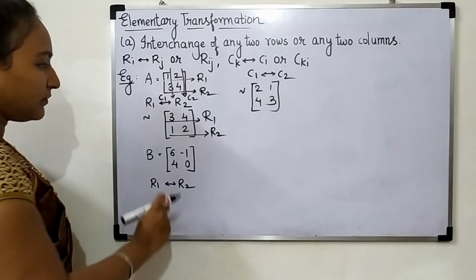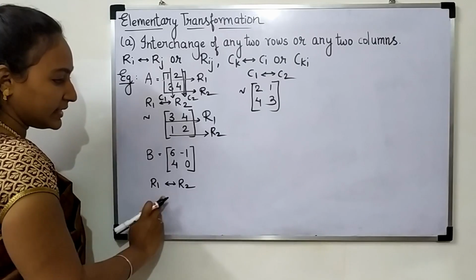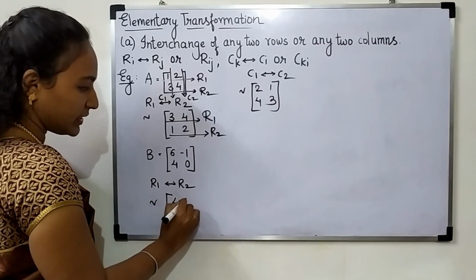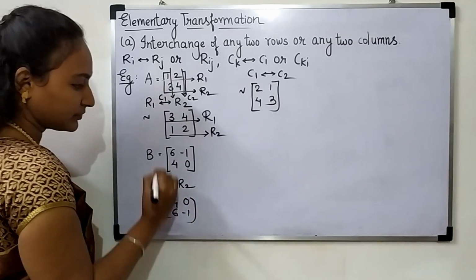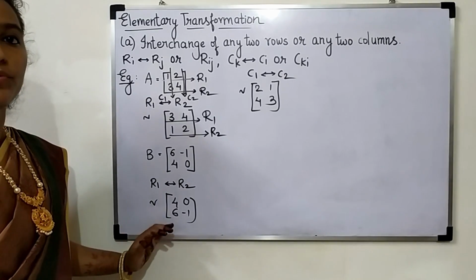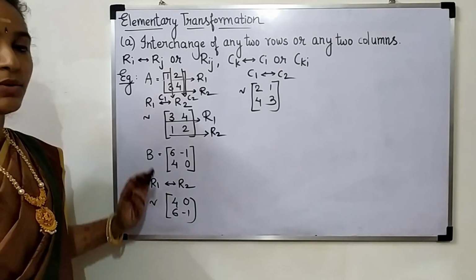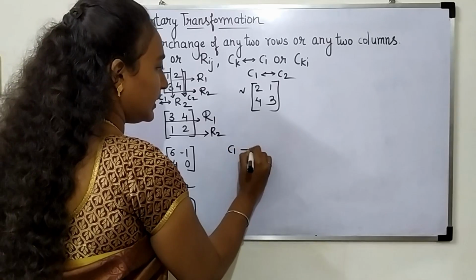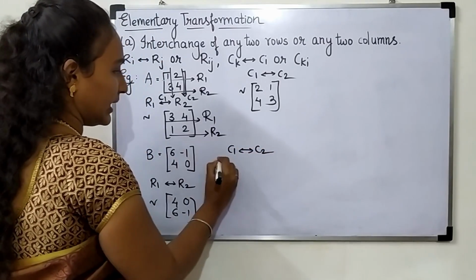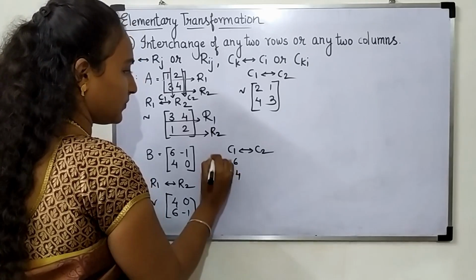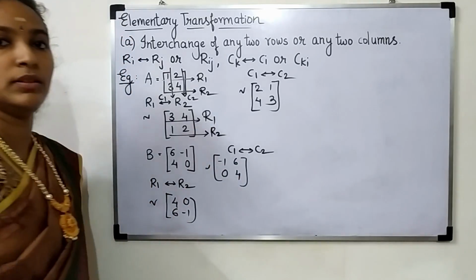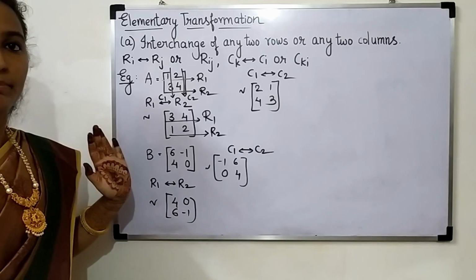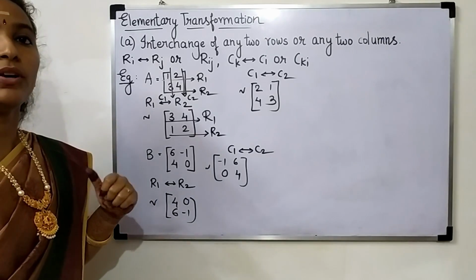See one more example. We have [6, -1; 4, 0]. Let us interchange R1 with R2. So this will become 4, 0, then 6, -1. This will be helpful for solving problems based on matrices, so please concentrate over here. Similarly, we can do it for column. C1 interchange with C2. That is -1, 0, then 6, 4. Hope it is clear. Interchange of any two rows and any two columns is pretty simple. Please practice it more. Let us go for the next type.